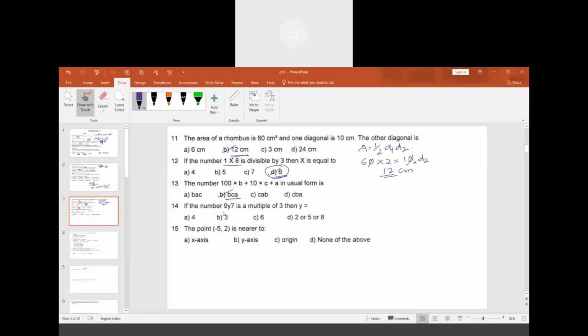There is option number D, sir. It can be 2, it can be 5, or it can be 8. The point is near the x axis. Yesterday I told that it is nearer to the x axis.